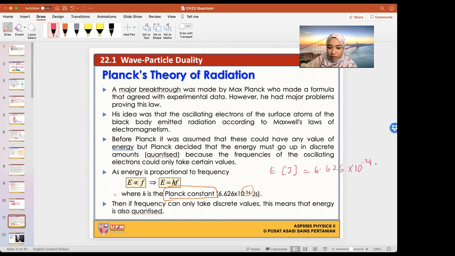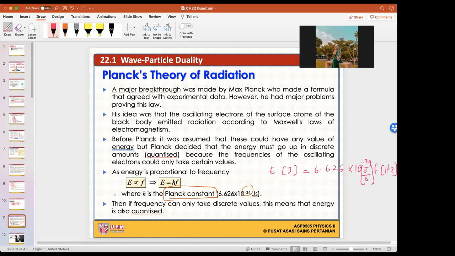Hertz. Okay, so if I put hertz here, and I say that the Planck constant has joules per second, how does it cancel out to make joules? So I need everything to cancel out to only give me joules over here. How can I cancel this out?